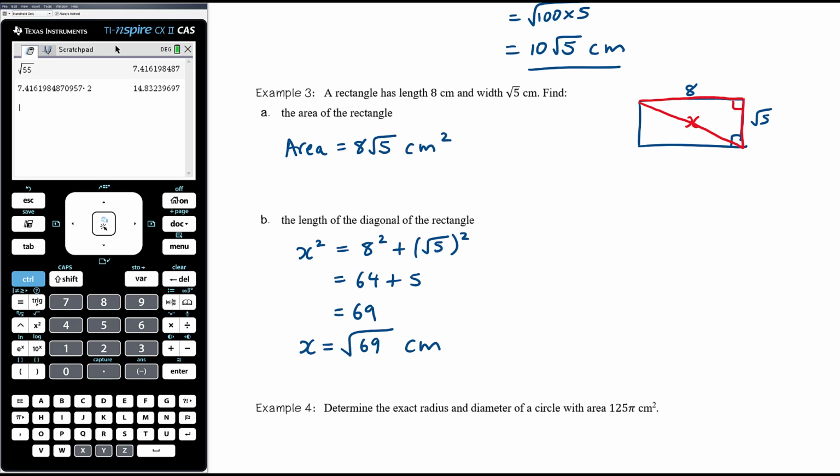But we wouldn't write it as a decimal answer unless the question specified. If we're just asked to find a length and not asked to give a rounded approximation of that length, then we would just leave it as root 69. It's the only exact way to write that number.